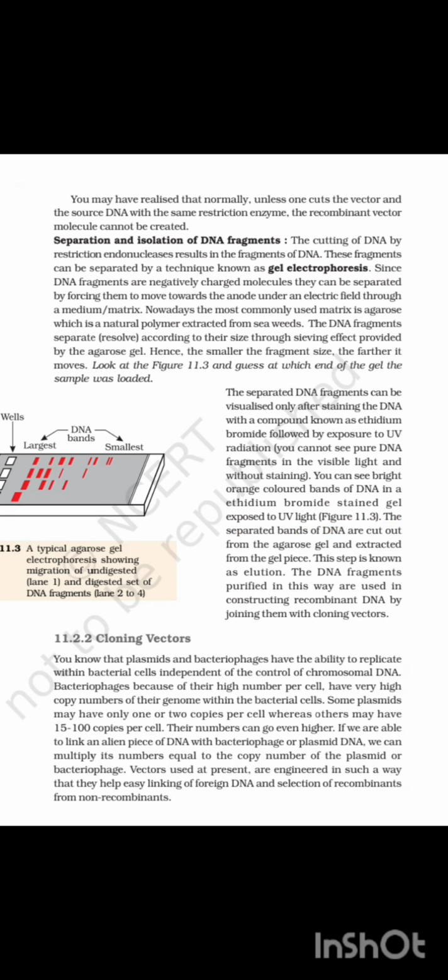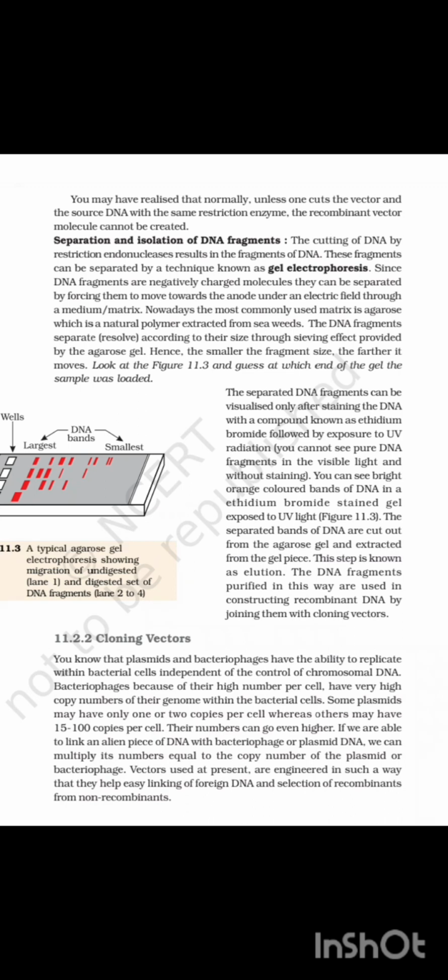Figure 11.3. The separated bands of DNA are cut out from the agarose gel and extracted from the gel piece. This step is known as elution. The DNA fragments purified in this way are used in construction of recombinant DNA by joining them with a cloning vector.